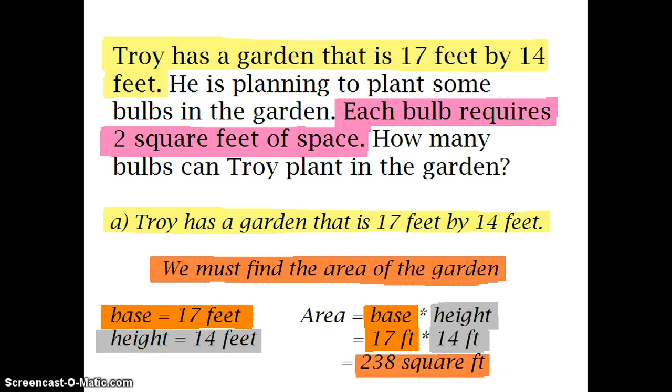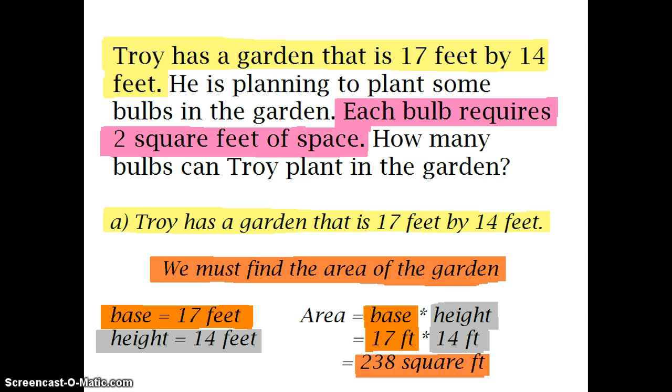Using the information that Troy's garden is 17 feet by 14 feet, we will solve to find the area of the garden. The formula of the area is base times height. Again, it is base times height. 17 feet is our base, 14 feet is our height. When we multiply those together, the area is equal to 238 square feet.